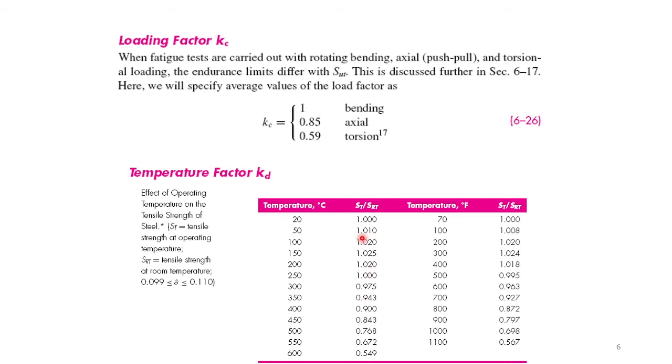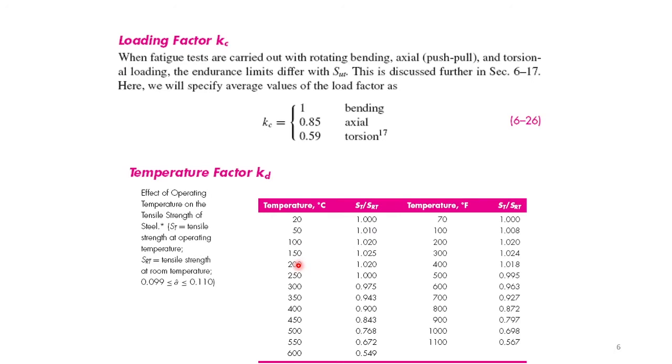These values are the ratio of the ultimate tensile strength at that particular temperature divided by the ultimate tensile strength at room temperature. So ST divided by SRT. Again, this is the ratio of the ultimate tensile strength at this respective temperature divided by the ultimate tensile strength at room temperature. Okay? Route number 1.